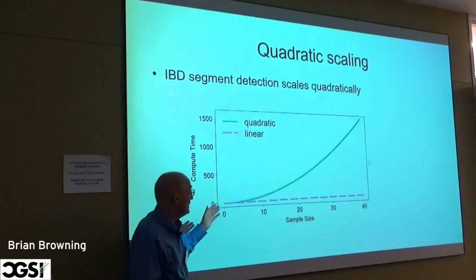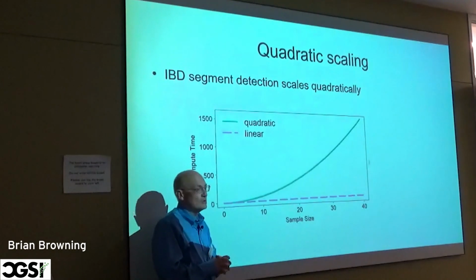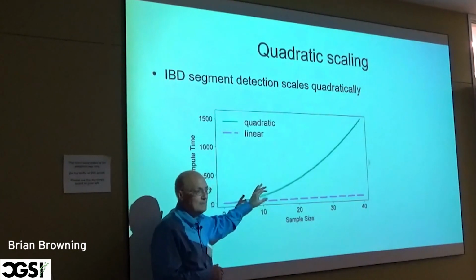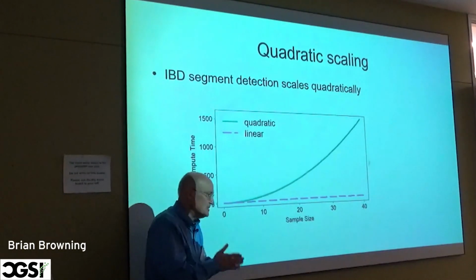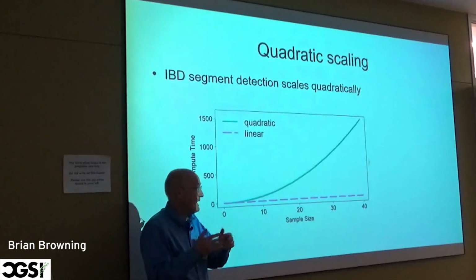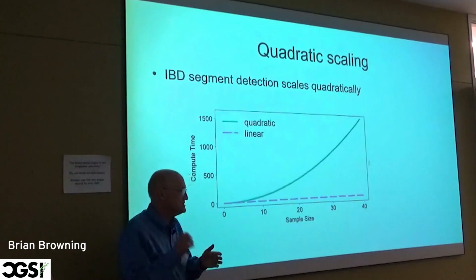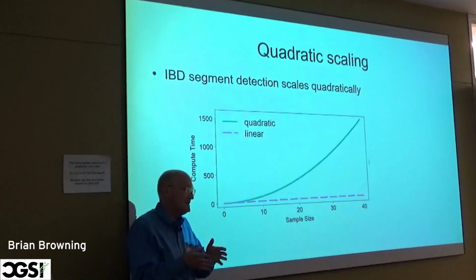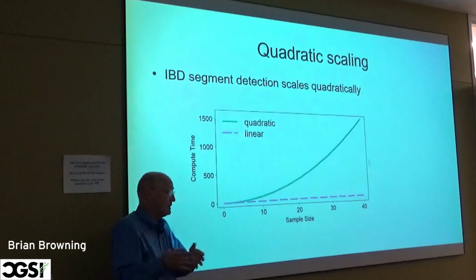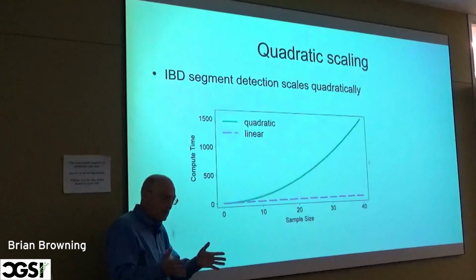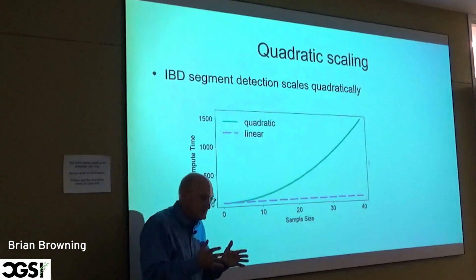When it's quadratic, the compute time grows so fast that you can't handle large sample sizes. Unfortunately, pairwise IBD segment detection is intrinsically quadratic. Why? If you double the number of samples, the number of sample pairs or haplotype pairs goes up by a factor of 4. A certain proportion of those pairs will be IBD, so doubling the sample size, you expect the IBD output to go up by a factor of 4. So asymptotically, pairwise IBD detection is intrinsically quadratic, and that's an unavoidable feature.